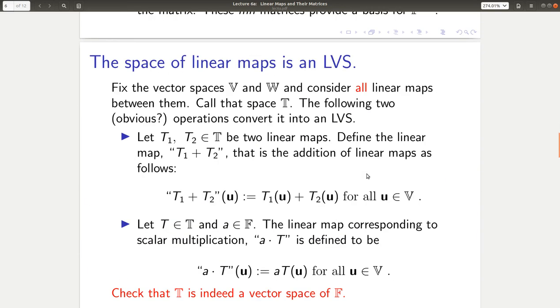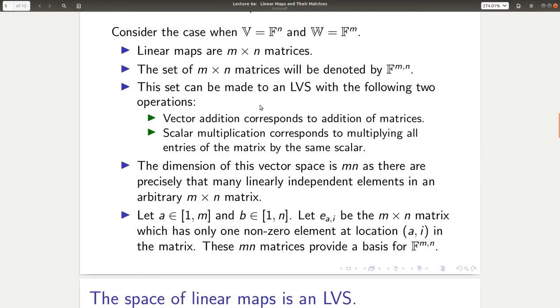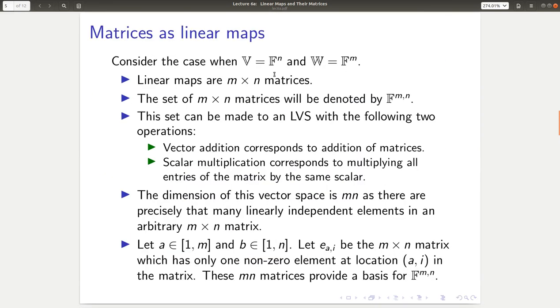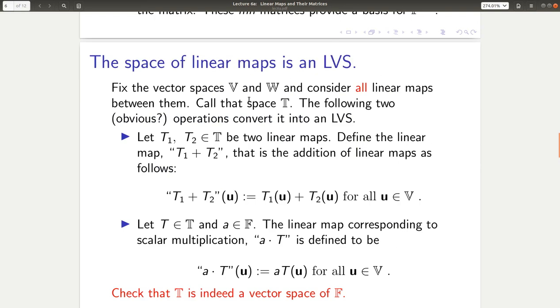So now we will prove the same statement, but we did that for matrices. We would like to do that for linear maps. So we are no longer here. We did this for F^n and the trivial cases, F^n and F^m. But now we will just write some arbitrary vector spaces V and W and construct all linear maps between them. Okay, so call this space T. The following two operations, I would call it obvious, but it may not be obvious, convert it into an LVS.